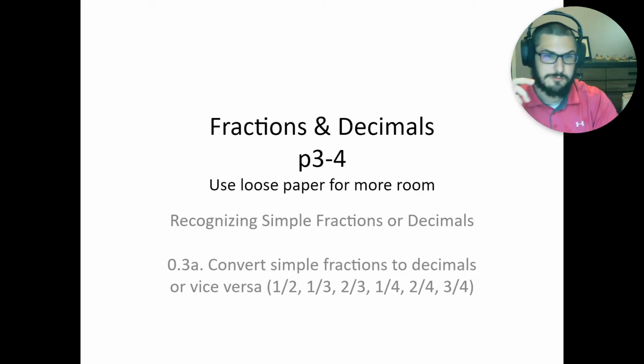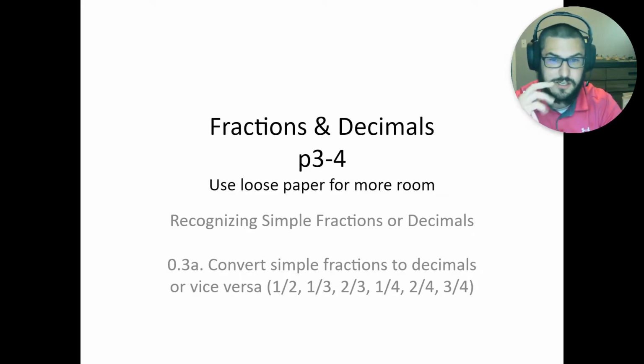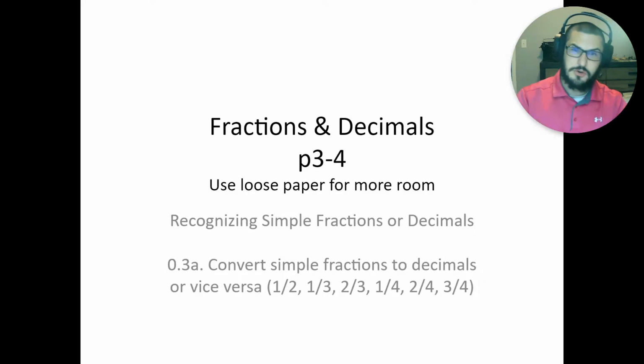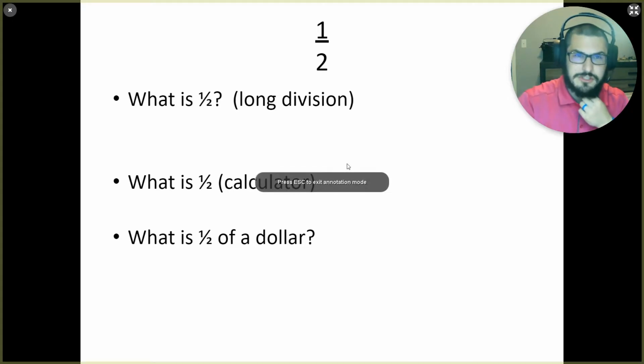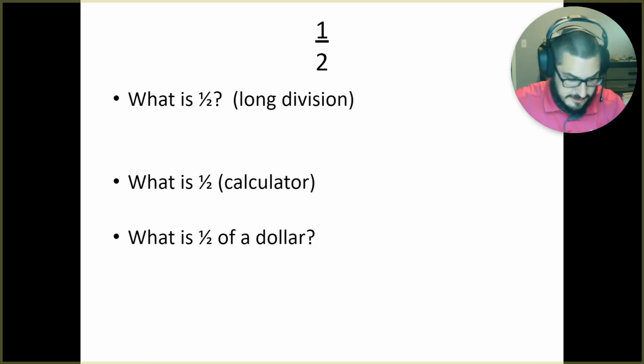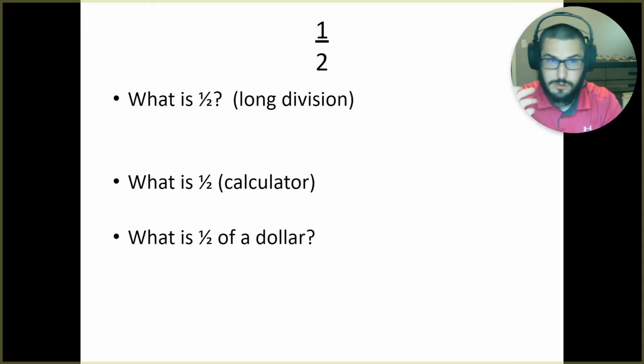So you see objective point 3a here, convert simple fractions and decimals and vice versa. Really comes up quite a bit in science, and it also comes up when you take the ACT, so this is going to be really helpful for us. So we're looking at first 1 over 2, 1/2, and we want to be able to put that as a decimal. So here we're going to look at it with long division.